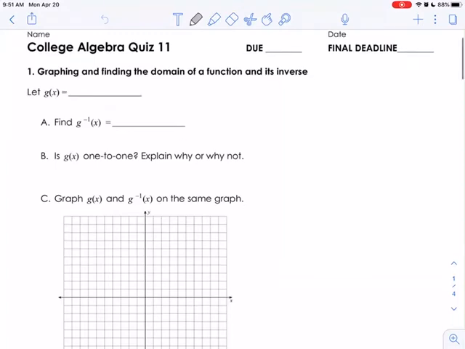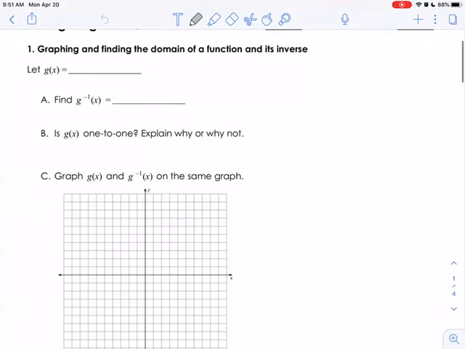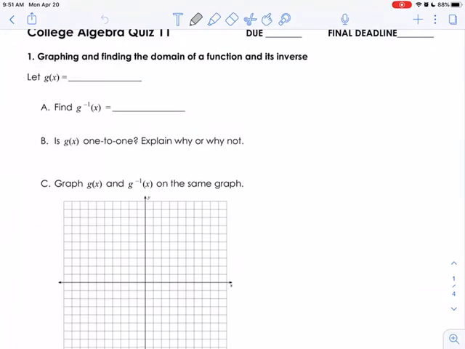So I'm just going to go through each question and help you get started on those. The first one is about graphing and finding the domain of a function and its inverse. You are given a function g of x, and you're asked to find the inverse of g.